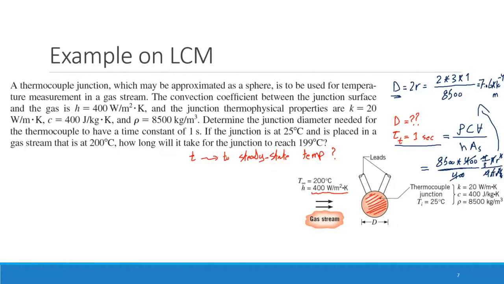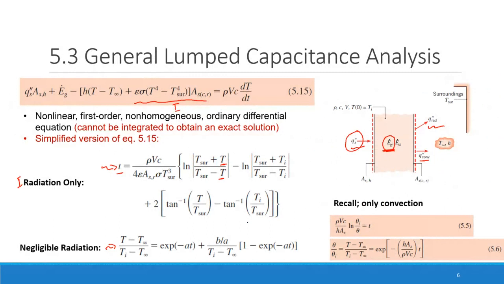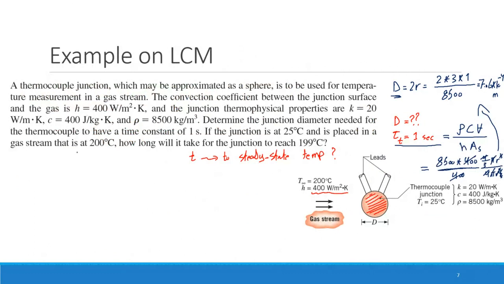Now he's asking you to find the time. Which equation are you going to use out of the two equations which we showed previously, 5.5 or 5.6? We're going to use 5.5, okay? Time equal to rho C volume divided by HAs times ln of Ti minus T infinity divided by T minus T infinity.